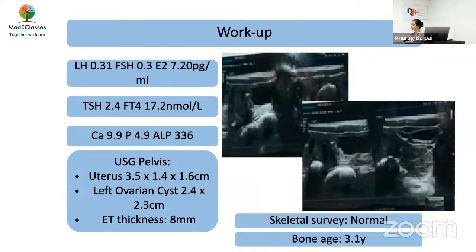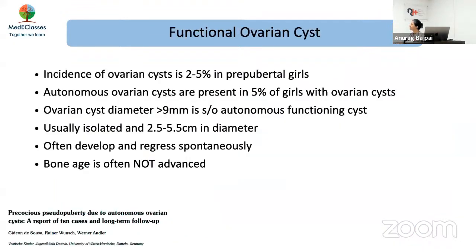Moving on, the skeletal survey done to look for fibrous dysplasia was normal. So essentially now you have a scenario which looks like a functional ovarian cyst. What is the likelihood of this girl having McCune-Albright? Now that's a major question. You have excluded hypothyroidism. What is the likelihood of this girl having McCune-Albright or an estrogenic ovarian tumor?